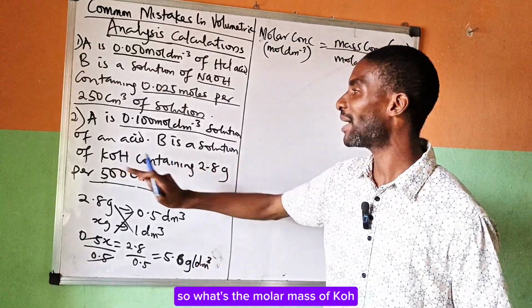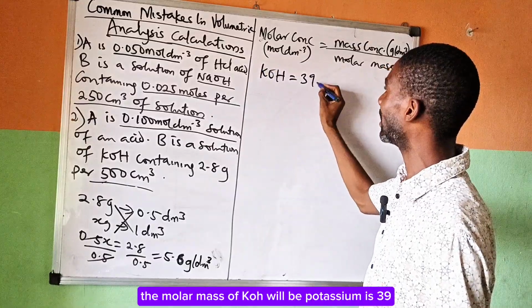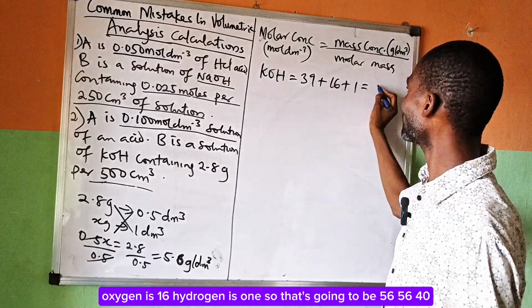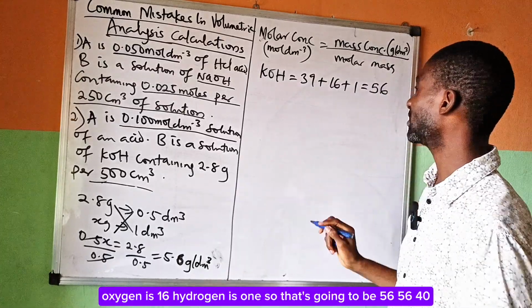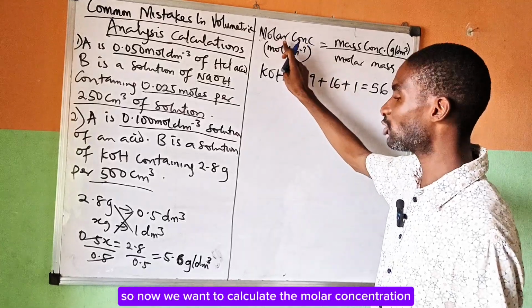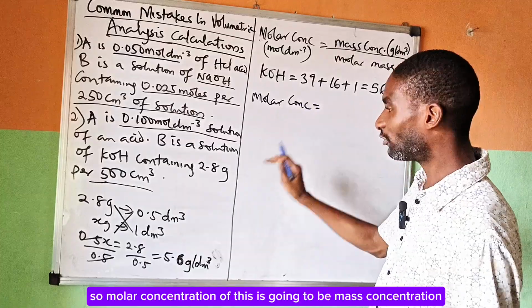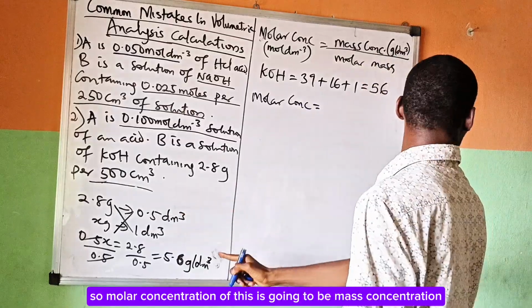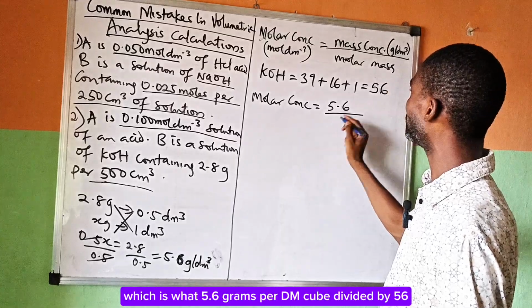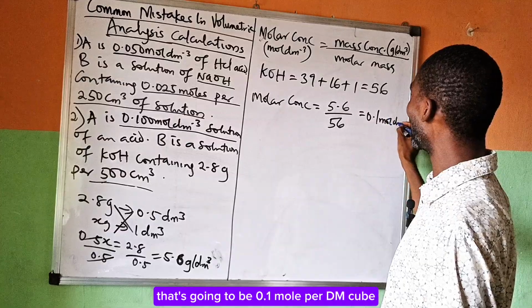So what's the molar mass of KOH? The molar mass of KOH will be potassium is 39, oxygen is 16, hydrogen is 1. So that's going to be 56. That is the molar mass of KOH. So now we want to calculate the molar concentration. So molar concentration of this is going to be mass concentration, which is what? 5.6 grams per dm³ divided by 56. That's going to be 0.1 mole per dm³.